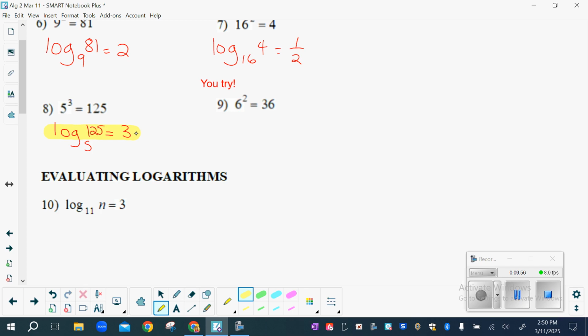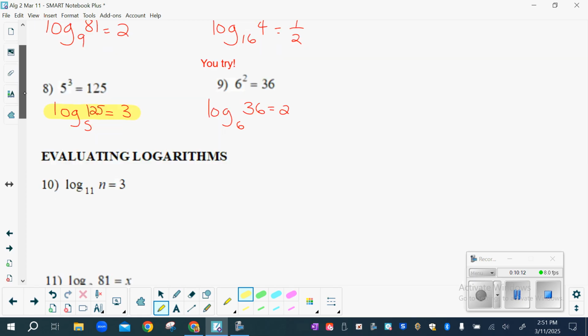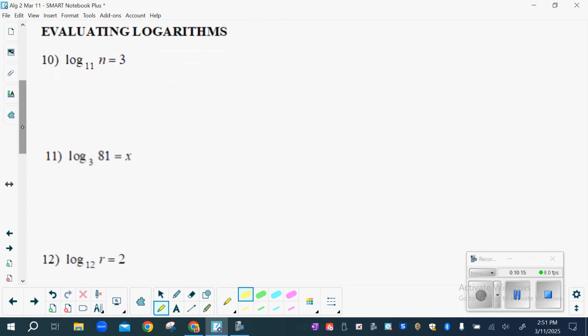Just tell me. So log base 6 of 36 is 2. Everyone that I looked at had it right. Okay, so now the next problem, so what we're going to do is we're going to evaluate some logs. So the first part goes pretty quickly, not a lot of thinking. So now we've got a log expression. We want to evaluate it. So what might we do? What might we do to evaluate that? What might we do first?